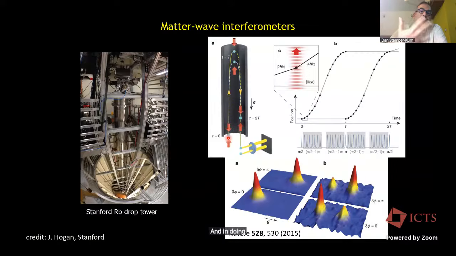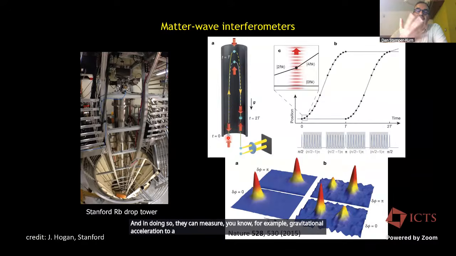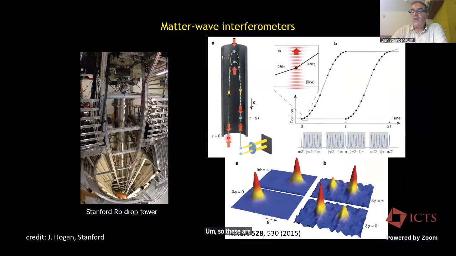And in doing so, they can measure, for example, gravitational acceleration to a very high level, basically a part per trillion or something, a part in 10 to the 12. So these are becoming very, very sensitive instruments. People are talking about putting these up in space. That's an interesting topic as well.